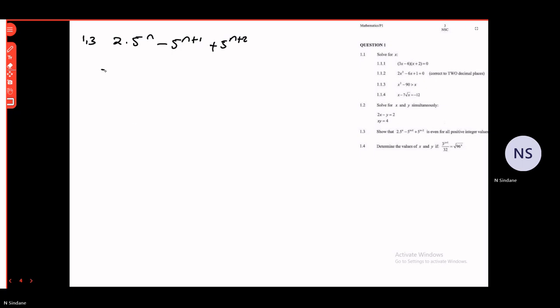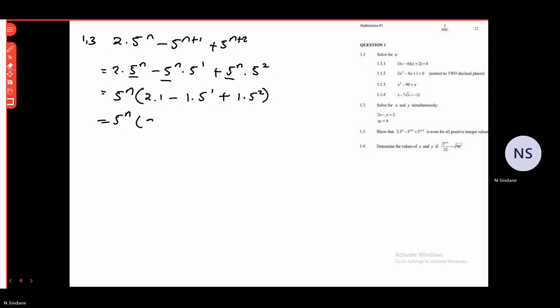So simplifying this, I'm going to have 2 multiplied by 5 to the power n, minus 5 to the power n multiplied by 5 to the power 1, plus 5 to the power n multiplied by 5 to the power 2, right? If you look at this, I have like terms or common factors, which is 5 to the power n. When I take it out, I'm going to have 2 multiplied by 1, minus 1 multiplied by 5 to the power 1, plus 1 multiplied by 5 to the power 2. This will give me 5 to the power n into 2 minus 5 plus 25.